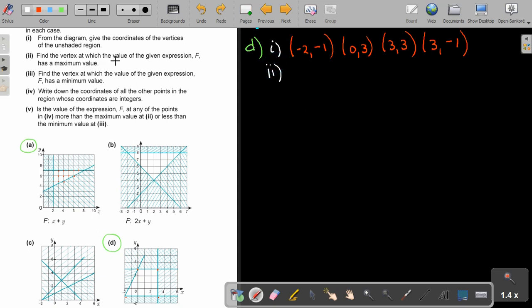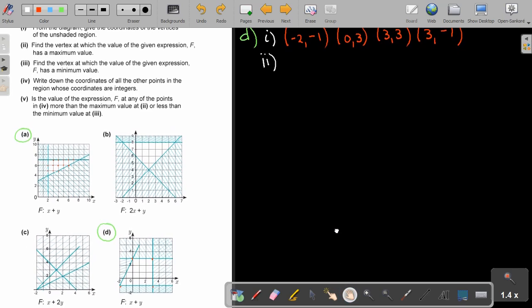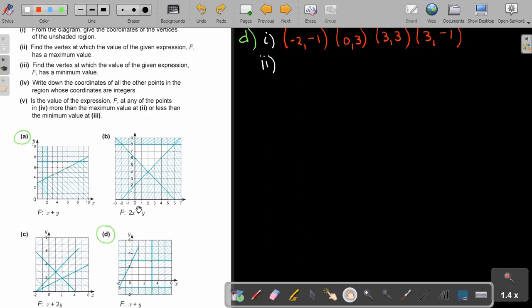So find the vertex at which the value of the given expression has a maximum, not minimum, maximum. Now what was the expression? It's again x plus y. I should have taken this one, which is 2x plus y, but now it's too late. Okay, so it's again x plus y. So the expression is x plus y. But if it was 2x plus y, I would just multiply the value of x by 2. Okay, so it doesn't matter.